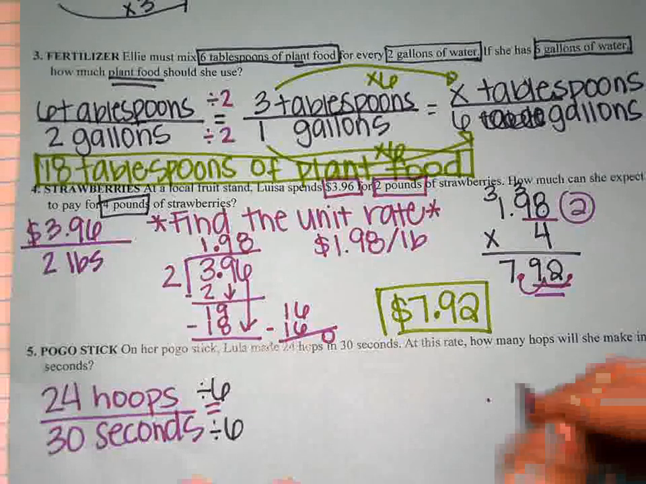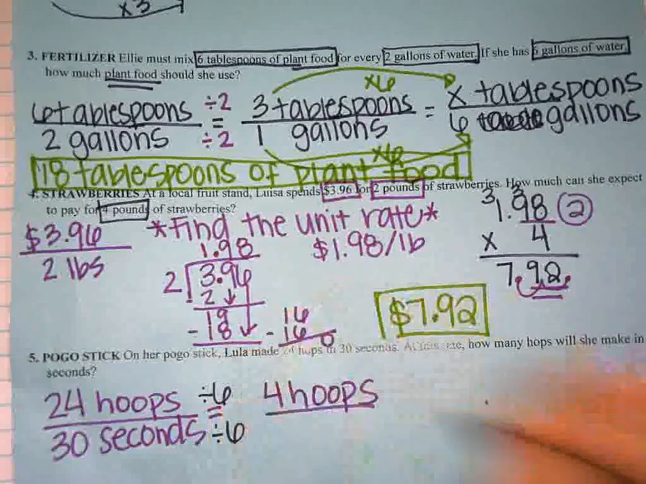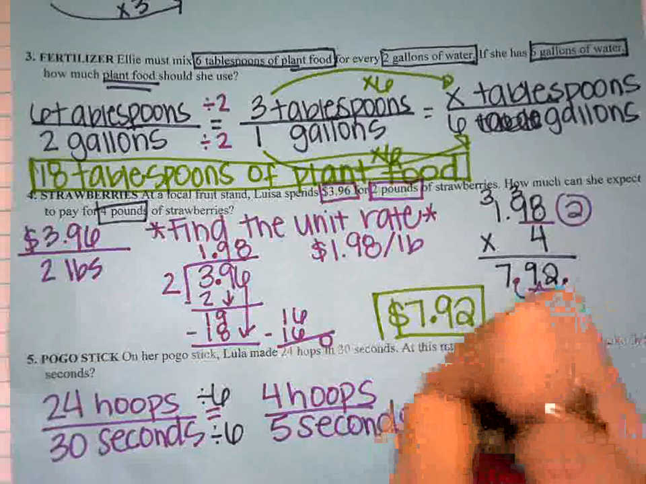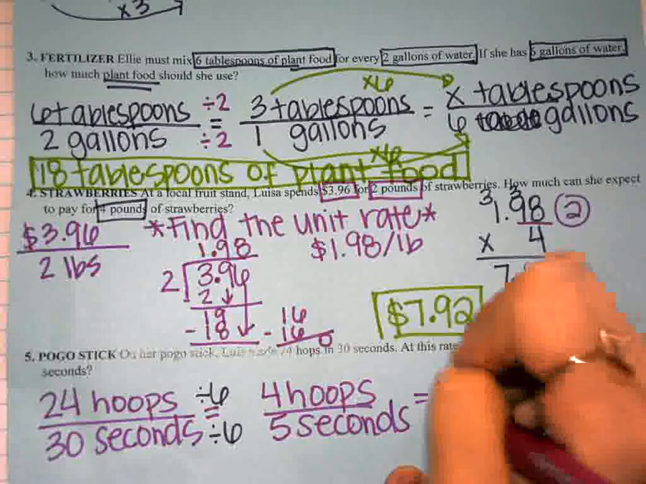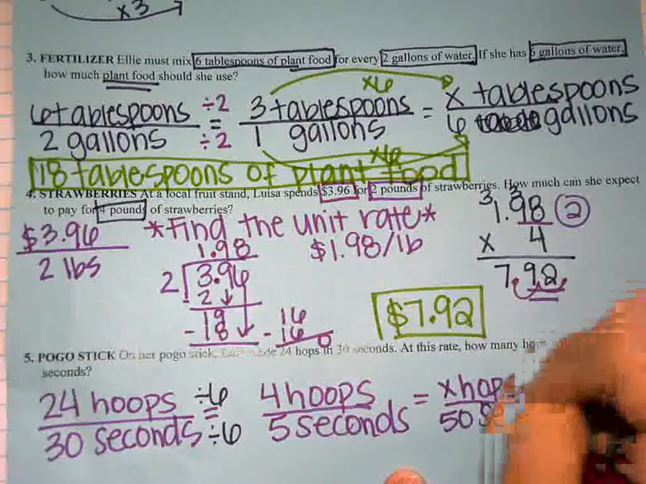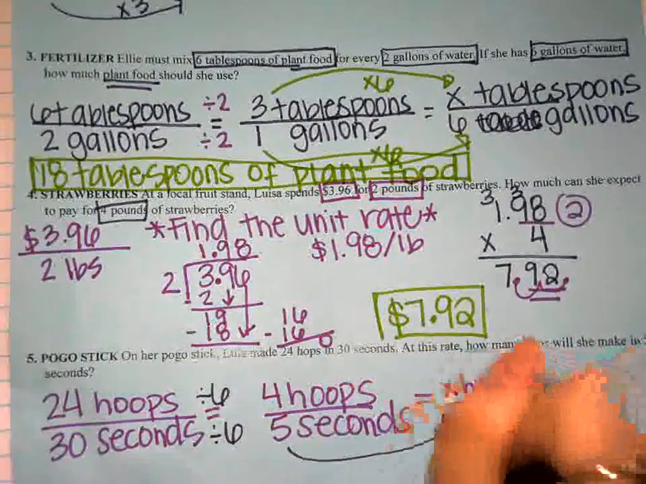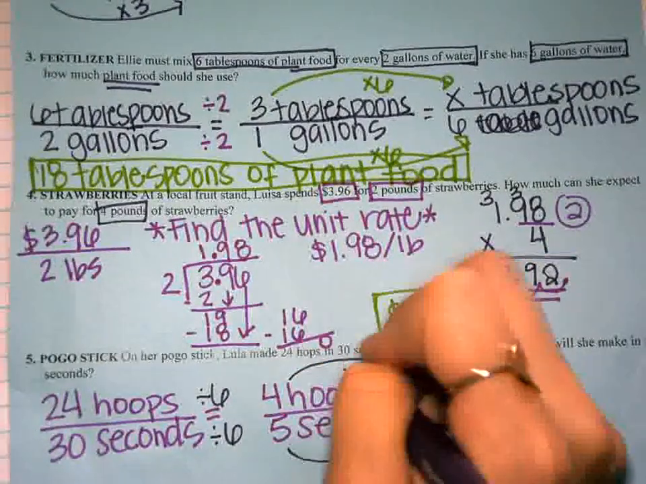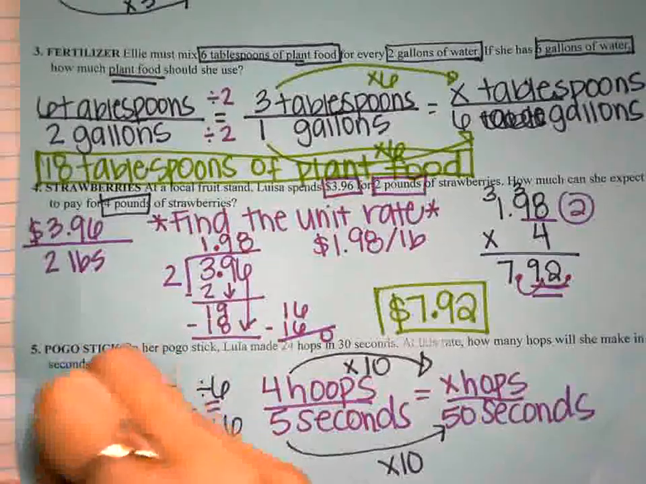24 divided by 6 is what? 4. 30 divided by 6 is what? 5. And now I want to know how many hops, not hoops. Hops. I will make in 50 seconds. So how did I get from 5 to 50? So I have to do 4 times what? So my answer is what, everyone? 40 hops.